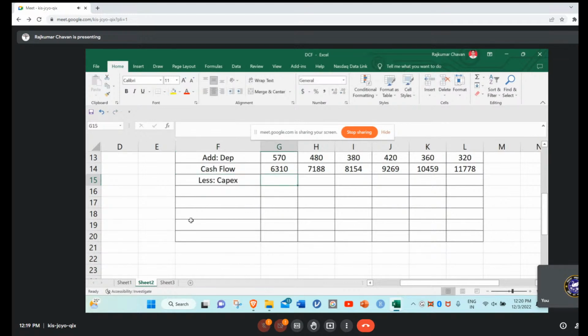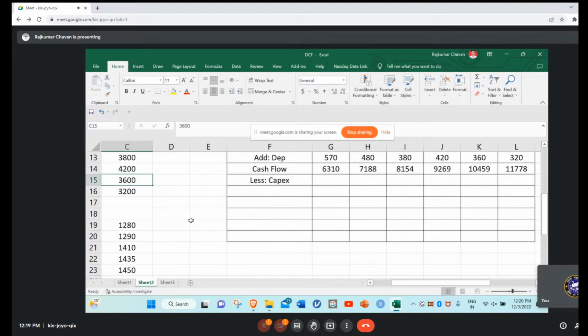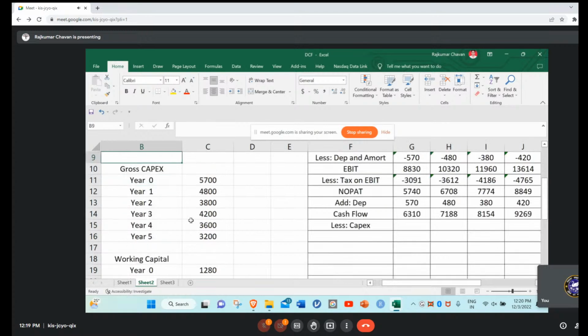Less capex. Capex means capital expenditure. Okay. Now just go to the right side. Can you see? Do we have capex here? All the values of capex are zero. How much is the first year value? 5,700. All these values I need to less here, right? Yes or no? Now how to do this one?